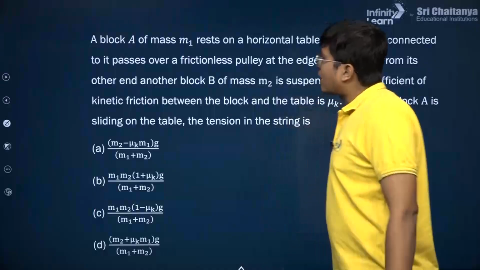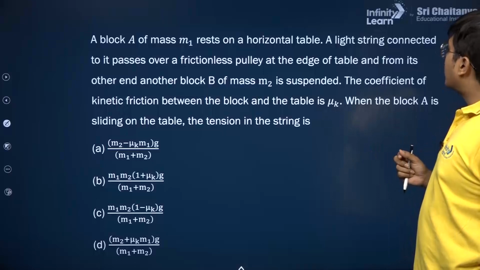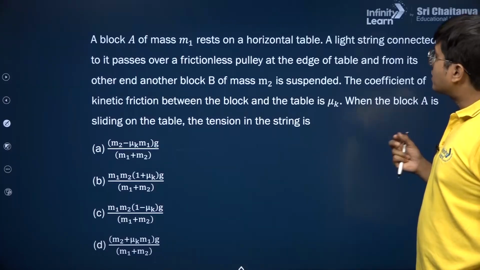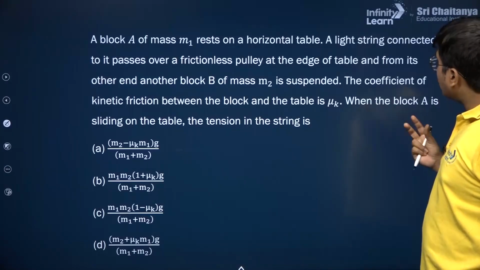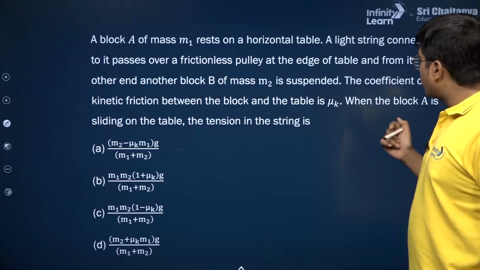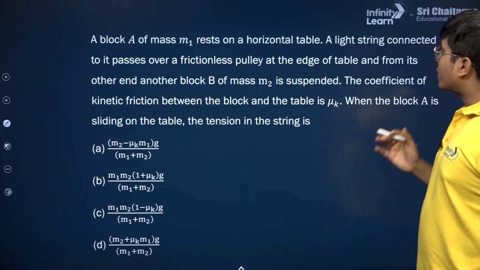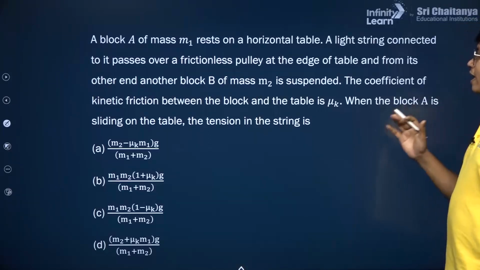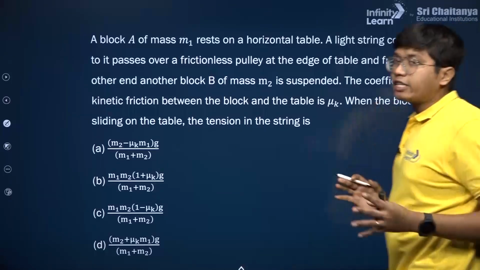The first question that I have says that a block of mass m1 rests on a horizontal table. A light string connected to it passes over a frictionless pulley at the edge of the table, and from its other end, another block of mass m2 is suspended. The coefficient of kinetic friction between the block and the table is mu k. When the block A is sliding on the table, you need the tension in the string.